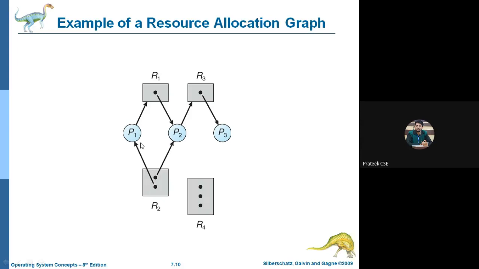Now, with this particular graph, you can clearly see process P1 is holding one instance of R2. R2 का एक instance P1 ने hold किया हुआ है, and P1 is requesting for the instance of R1. तो R1 का एक ही इंस्टेंस है, तो P1 is waiting for R1, और जो R1 का इंस्टेंस है वो ऑलरेडी किसने होल्ड किया हुआ है? P2 ने, and P2 is also holding another instance of R2, but process P2 is waiting for resource R3, and resource R3 is held currently by process P3. So this is just an example of a resource allocation graph to understand the basic things.